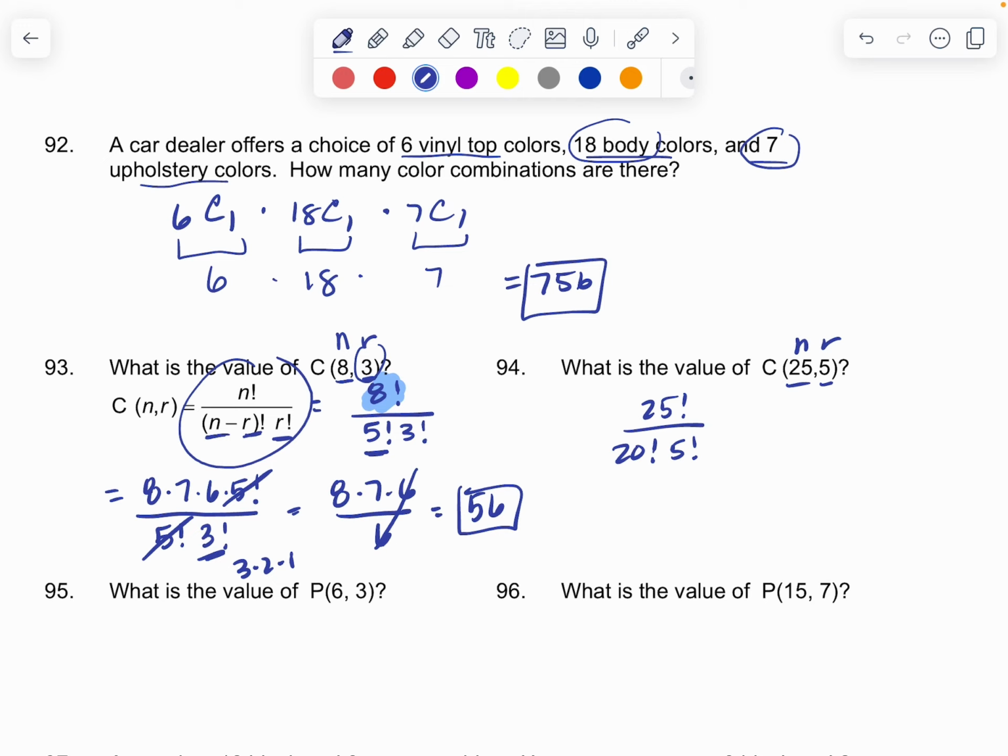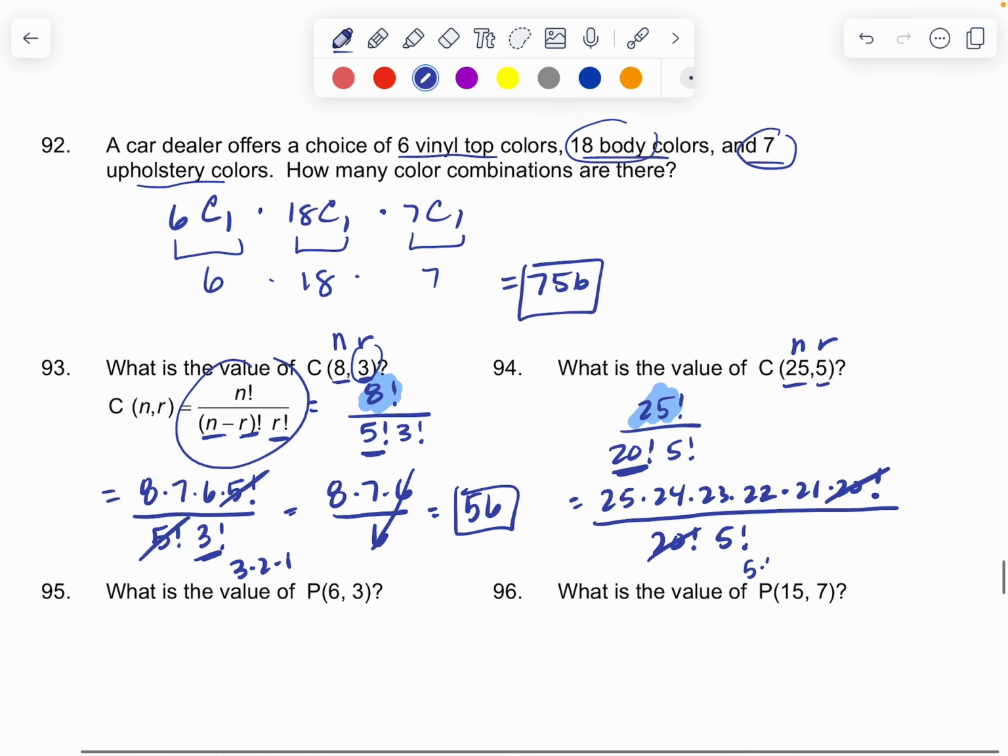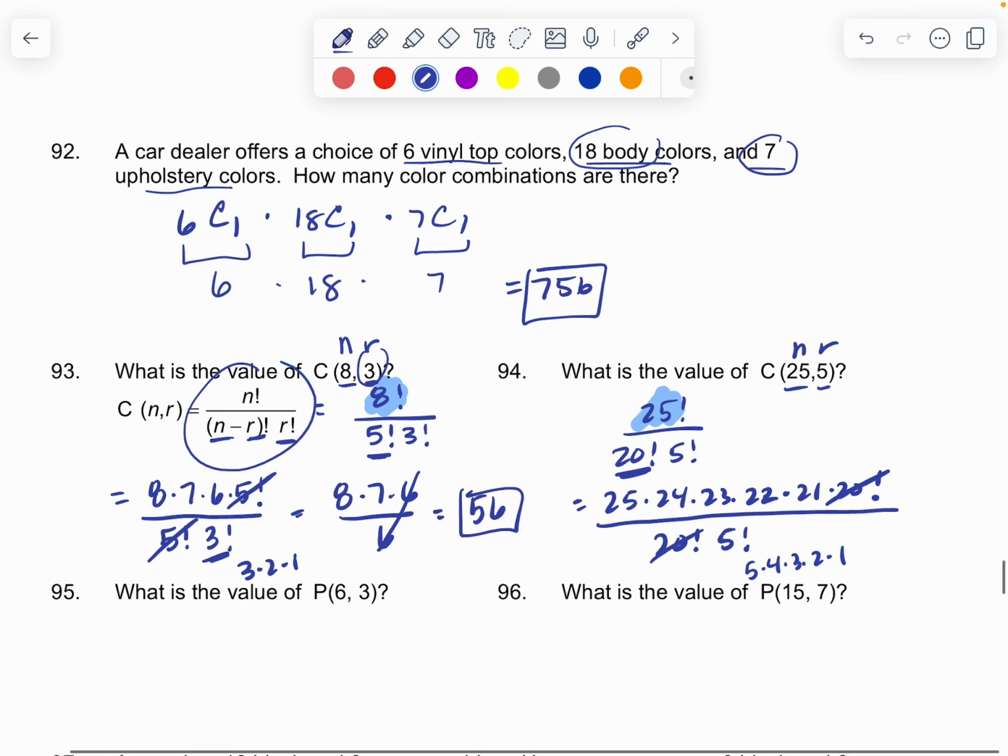Now, breaking this down, again, start with the biggest factorial, which is the 25. So this would be 25 times 24 times 23 times 22 times 21 times 20. And I'm stopping there because of this 20 factorial that's going to cancel out with it. So these two cancel. Now, what is 5 factorial? 5 factorial is just 5 times 4 times 3 times 2 times 1, so this is 20 times 6, which is 120.